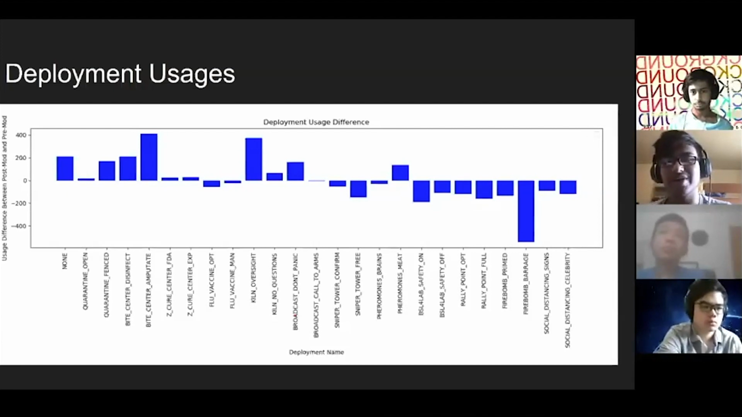We were proven to be correct, as the usage of firebomb barrages had greatly decreased, while the usage of things such as the kiln oversight and the bite center amputate have increased, with the kiln oversight making sure that dead don't become zombies and the bite center amputate lowering the chance of zombie bitten becoming zombies. Why these results are significant is that it shows the necessity to add more realistic aspects to zombies or flu, as the optimal strategy is shifting from the little changes we did. So even more changes are necessary in order to gather practical data that can be applied to a more realistic real life situation.